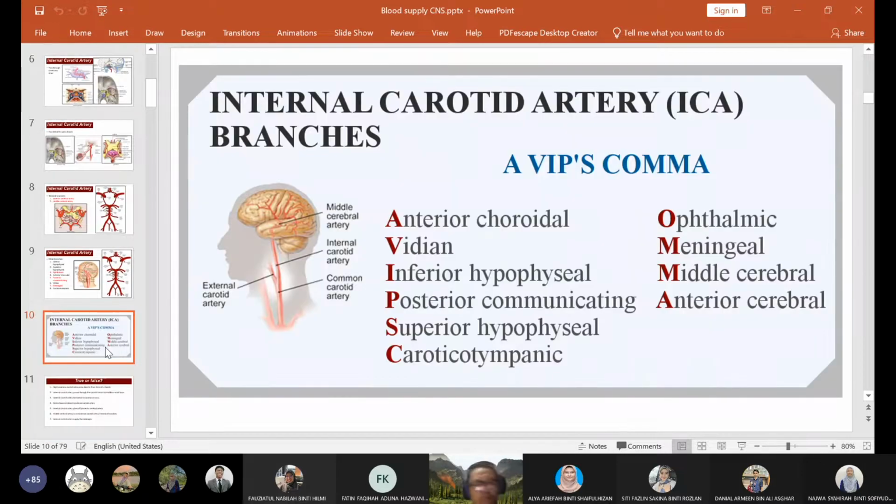So I've got you the mnemonic, a Vips comma. Okay, at least if you can get a few that you can remember. Anterior cerebral artery. Okay, but it's important, middle cerebral. Internal carotid artery branches. If you can remember, middle cerebral, anterior cerebral. Artery to the meninges. Artery to the eye, ophthalmic. And then posterior communicating artery.